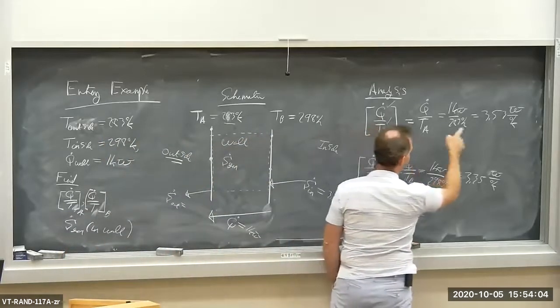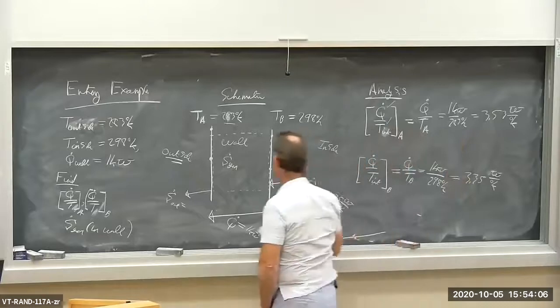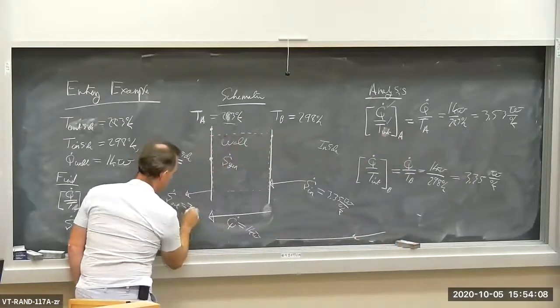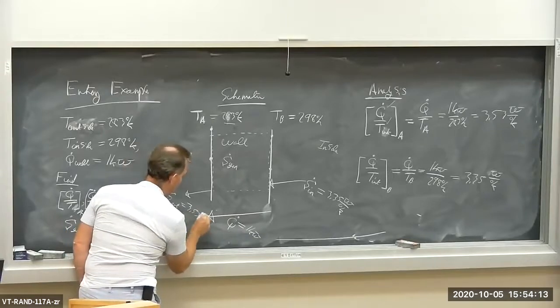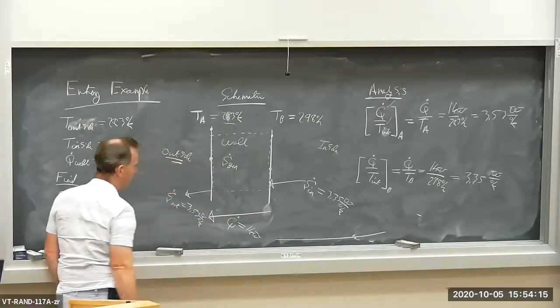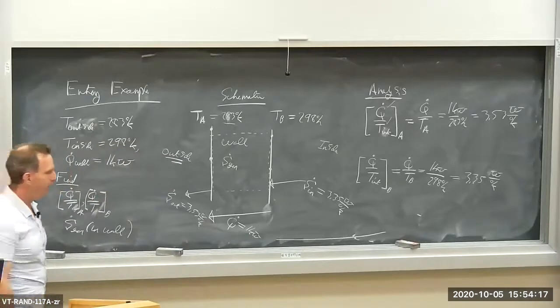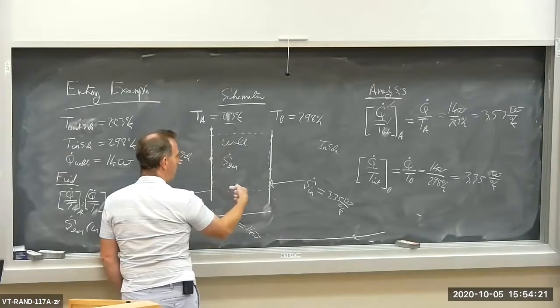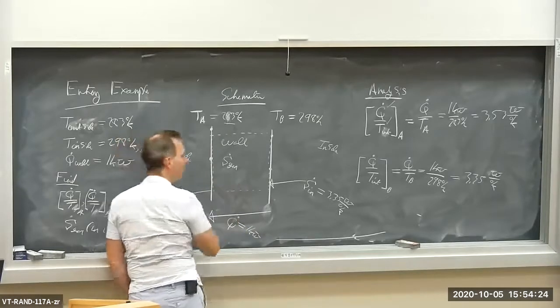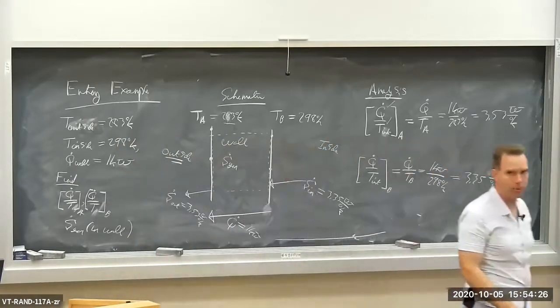And S transfer out, that's Q dot over T interaction at the left-hand side. That's 3.53 watts per degree Kelvin. Entropy is being transferred into the wall because heat's flowing into the wall, and entropy is being transferred out of the wall because the heat flows out of the wall.